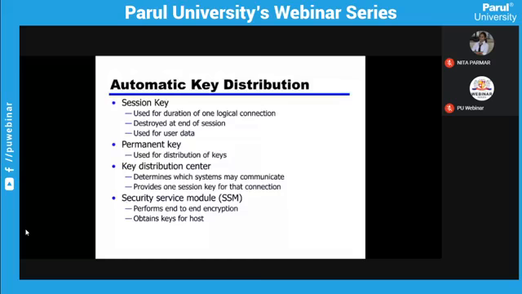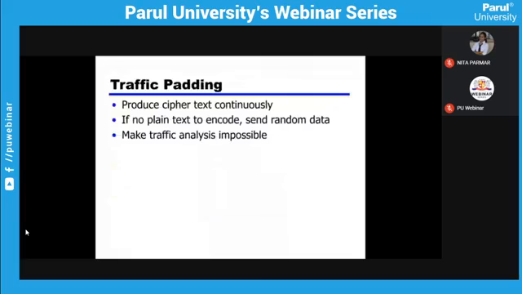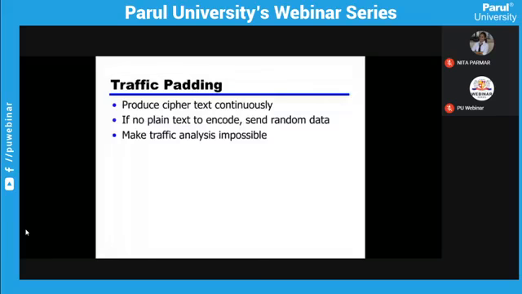In the security service module, end-to-end encryption will be carried out, and it will obtain keys for sender and receiver. And one more data encryption technique is traffic padding. In traffic padding, ciphertext is produced continuously, meaning the flow of ciphertext is carried out one by one simultaneously. So the hacker will get confused about which is the actual code.